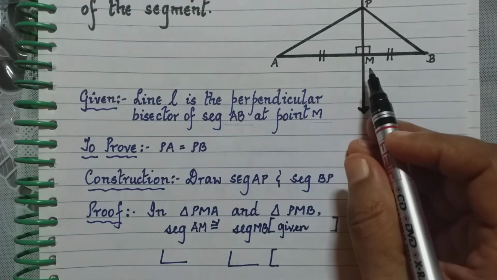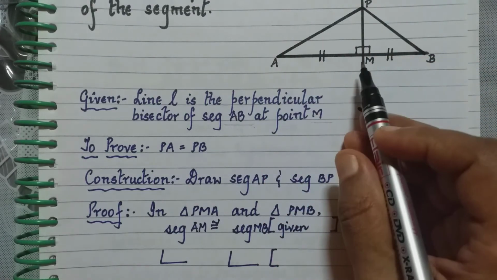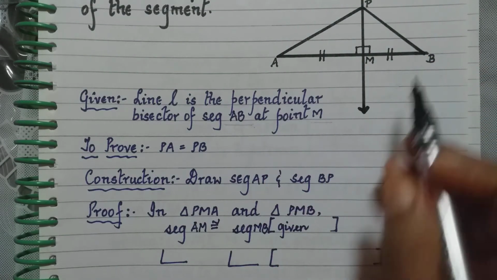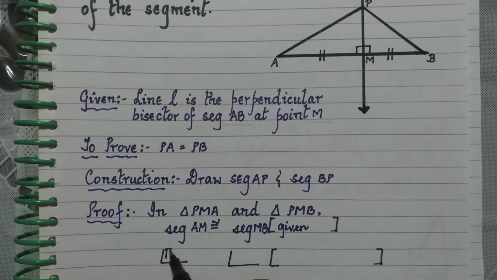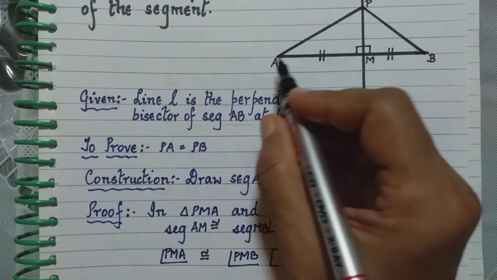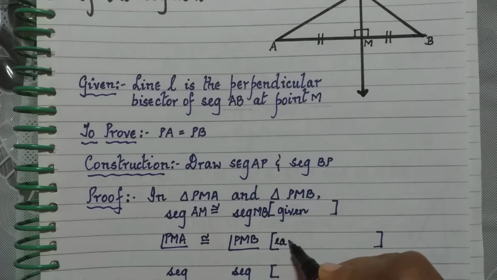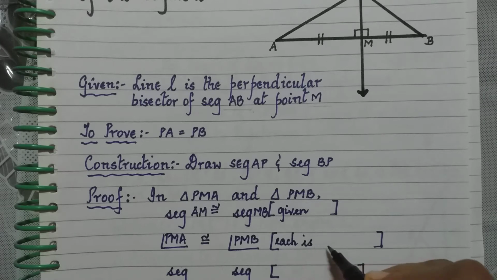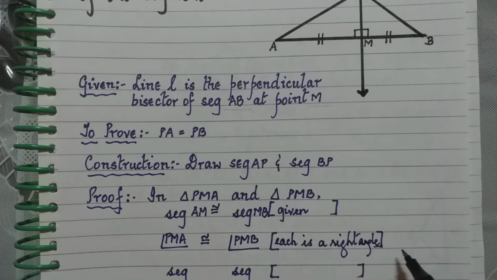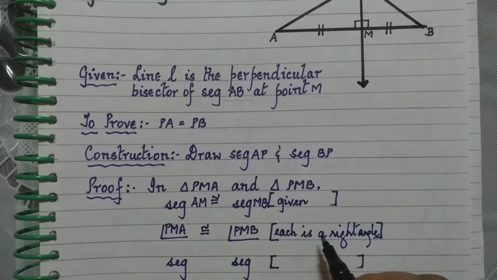Now, we are saying one pair of angles are congruent. That is, angle PMA is congruent to angle PMB. So, we write here angle PMA is congruent to angle PMB. How do we know? Because each of them is a right angle. So we write here each is a right angle.